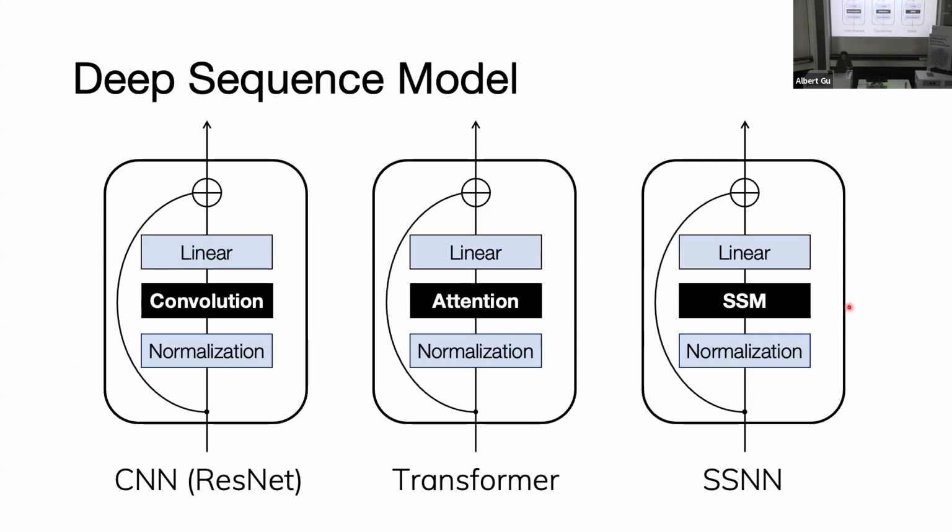Similarly, when I talk about state space models today, I'm going to think of this as a quite simple building block sequence transformation, and we can incorporate it into a neural network architecture in much the same way as a transformer.